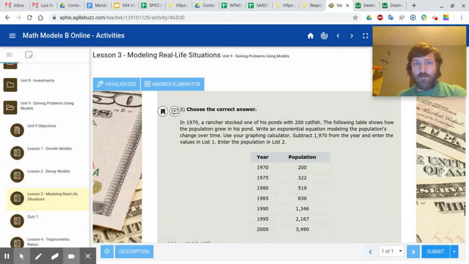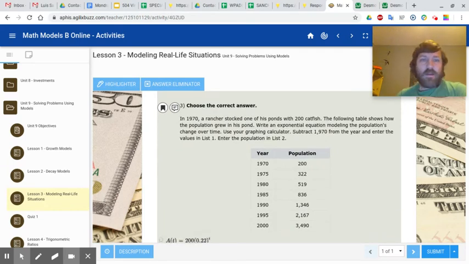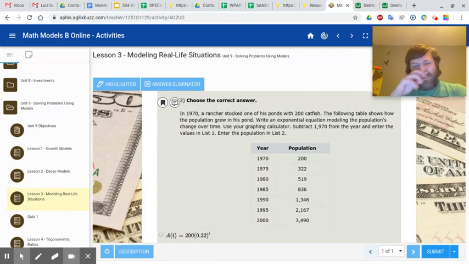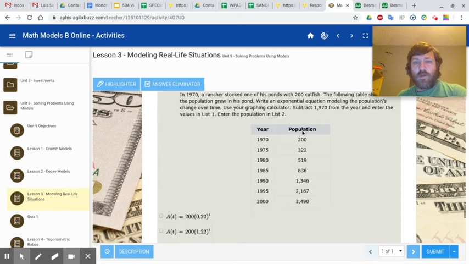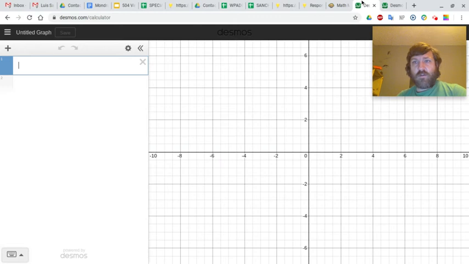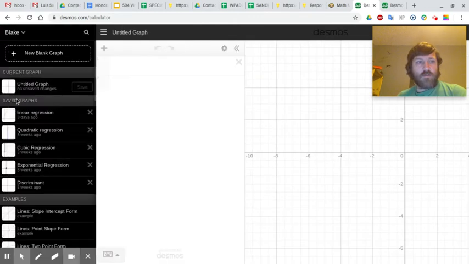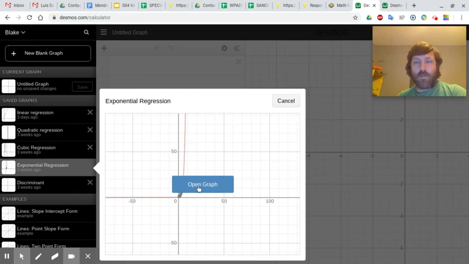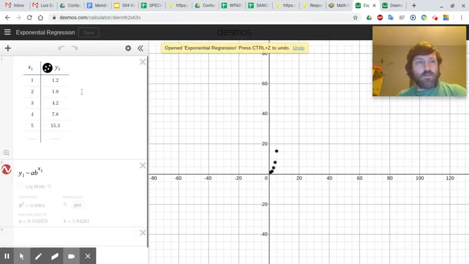Let's do number 3. So for number 3, in 1970, a rancher stocked one of his ponds with 200 catfish. The following table shows how the population grew. Write an exponential equation modeling the population's change over time using your graphing calculator. So we're not going to use a graphing calculator. We're going to use the Desmos system, and we're going to use the exponential graph that we'd done previously. So I'm going to go to exponential regression. I will put a link in the video description.